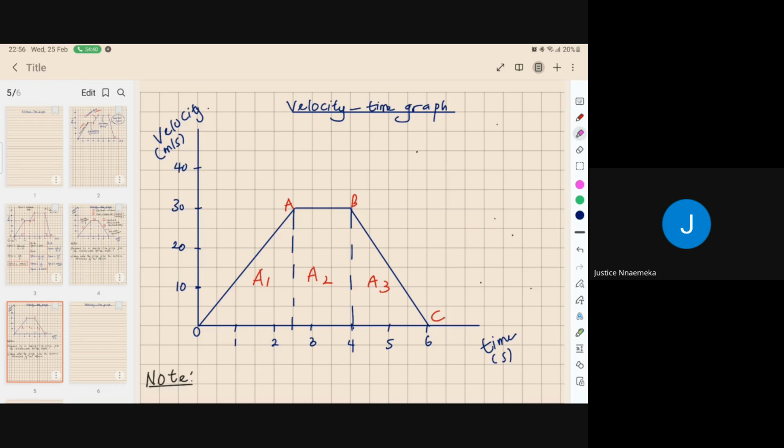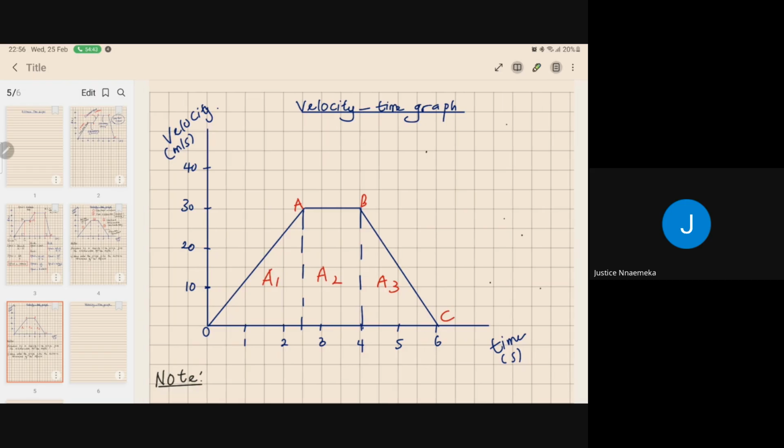Okay, makes sense. So now the area under the graph will give you the distance traveled.